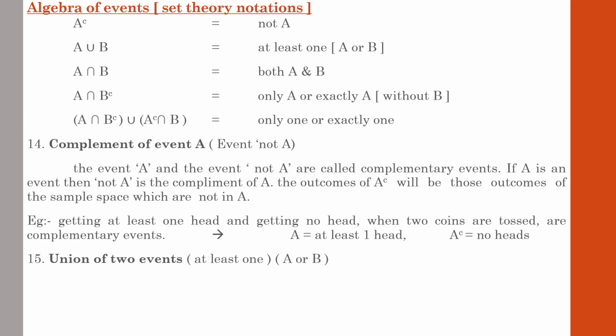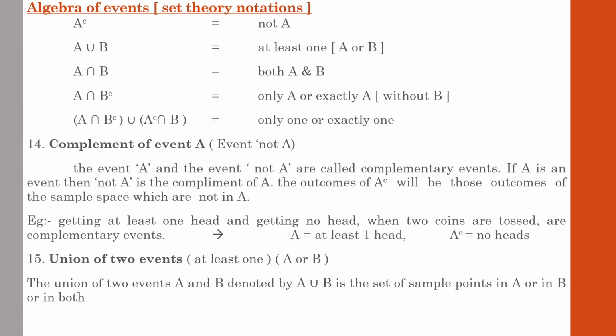Union means including all those events. So union of an event means any of the events relating to A or B should occur. That is the concept of union of events. So union of two events A and B, denoted by A union B, is the set of sample points in A or B or in both.